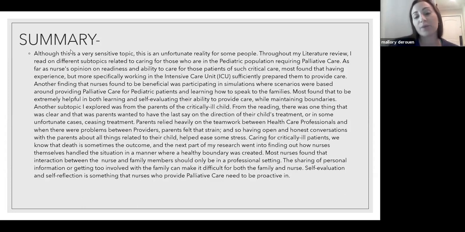Another thing that I found was that there's a lot of strain between the different providers, and if that happens, the parents pick up on that. It's really important to have an open portal for everybody to be able to communicate. Whenever there's strain between professions, that just adds to the stress of the parents, and that hinders the care that everybody's going to give. It just makes the whole thing more stressful.